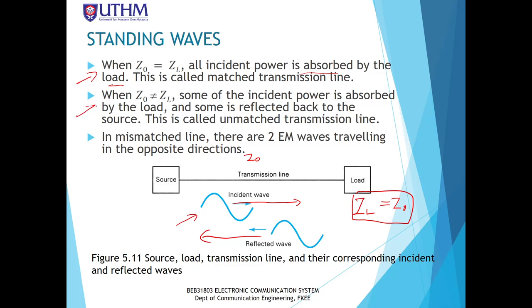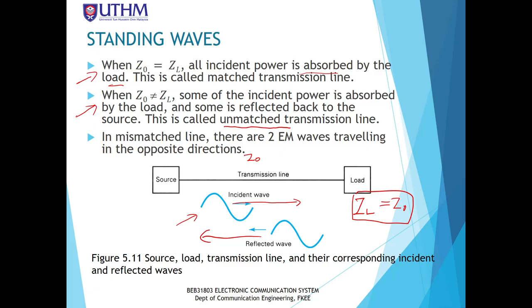So when Z0 is not equal to ZL, some of the incident power will be absorbed, and some of the incident wave will be reflected back to the source. Sebahagian power akan diserap oleh load dan sebahagian lagi akan dipantulkan ke arah source. So this happens if Z0 is not equal to ZL. Okay, and this is what we call an unmatched transmission line. Dia tidak padan, okay?